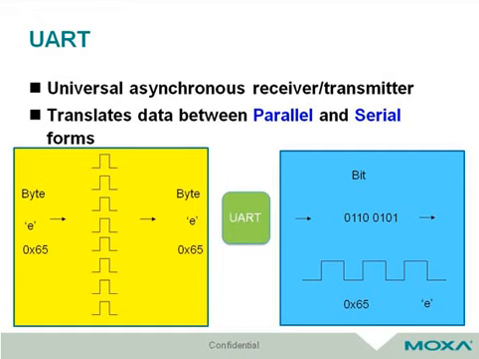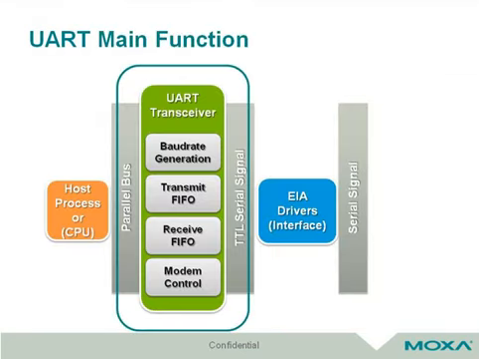In serial communication, data goes by making a line, 1 bit by 1 bit, and UART is the translator in between. In this figure, you can see the 4 parts in UART: baud rate generation, transmit FIFO, receive FIFO, and modem control. I will introduce these 4 parts in order.